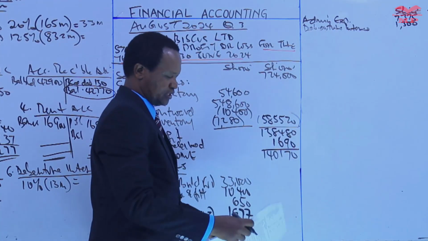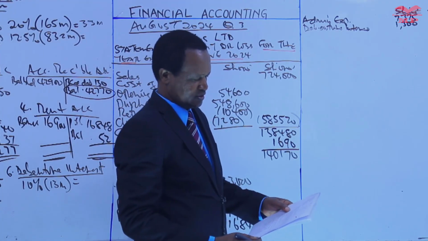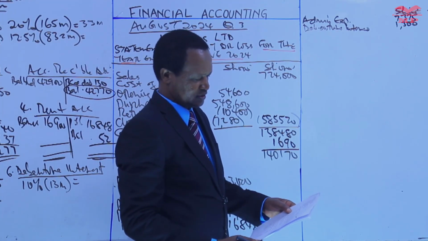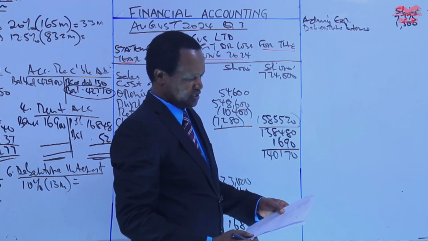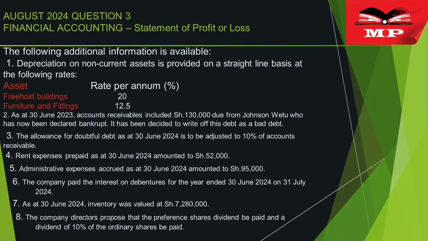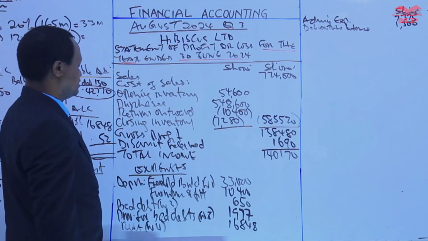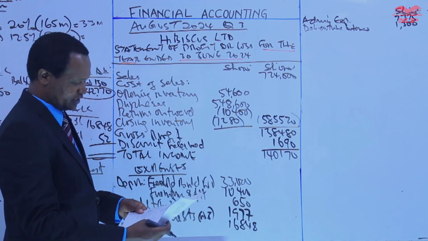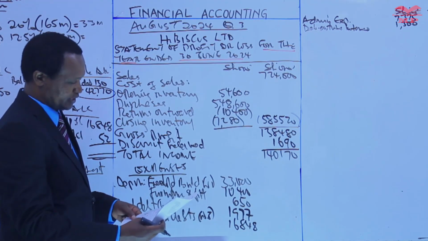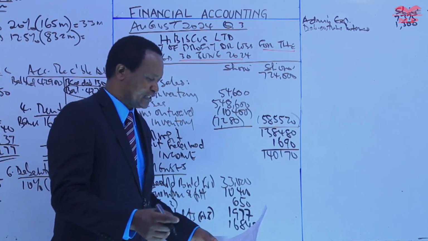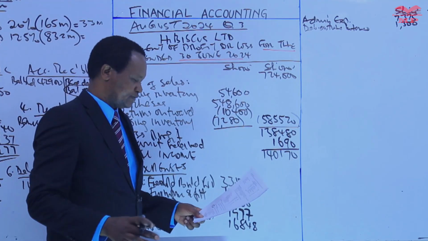That is not number 6, but number 7. As at 30th June 2024, inventory was valued at that, which we effected. Then the company directors proposed that the preference dividends be paid. That we will do later after calculating the net profit. So we've effected the expenses that required adjustments. Then we go back to the trial balance and identify the expenses that do not require adjustments. These are expenses you are going to pick directly and record under expenses.